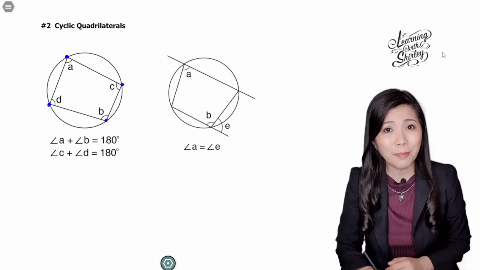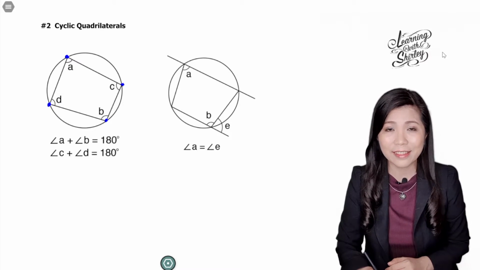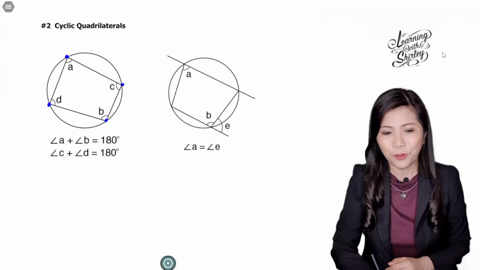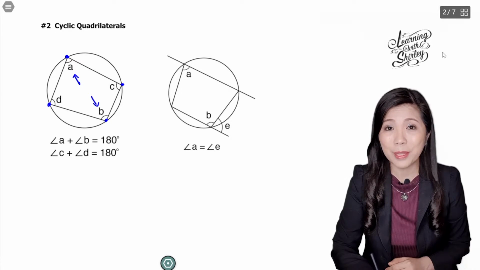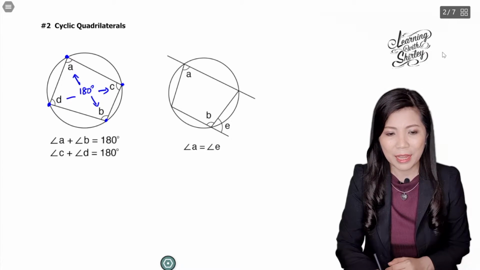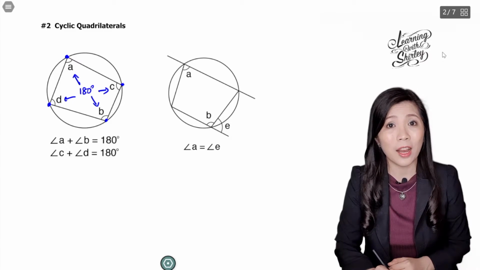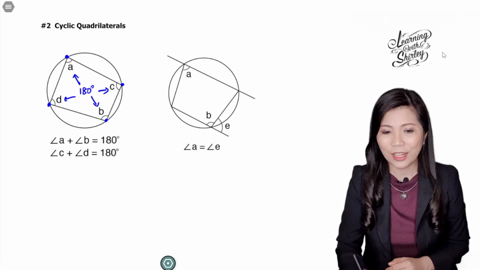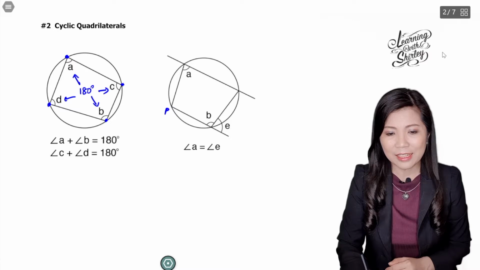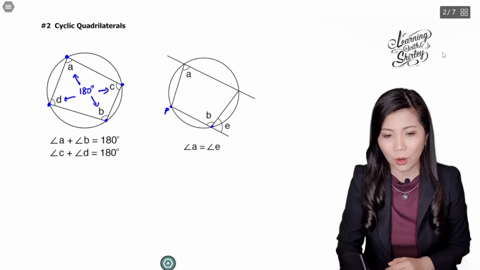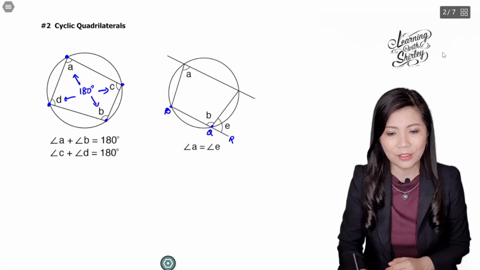The sum of the opposite interior angles is equal to 180. So for this case, A plus B is equal to 180, and C plus D is also equal to 180. Let's look at the second diagram. Let's say this is chord PQ, and chord PQ is extended until R. Therefore this angle, say angle E, is equal to angle A.